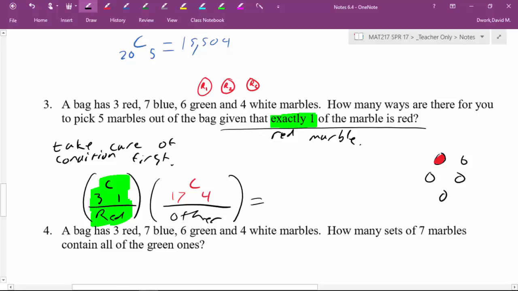So therefore, what is 3 combinations 1? Well, your calculator will tell you it's 3. Or logic will tell you it's 3, because out of my 3 things, how many ways is there for me to pick one of them? Well, I either pick the red 1, red 2, or red 3. 3 choices. Okay. The other one, 17 choose 4.